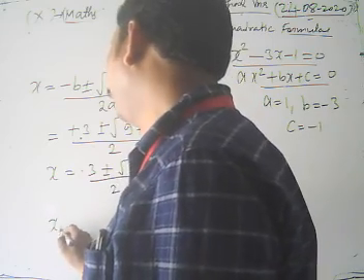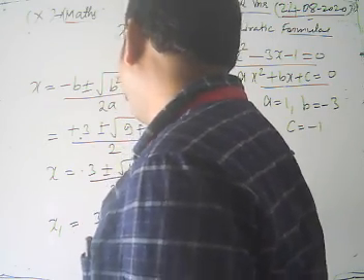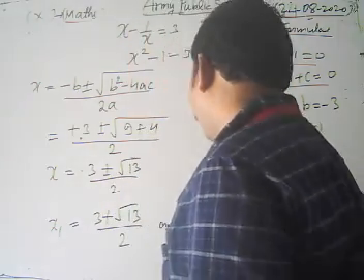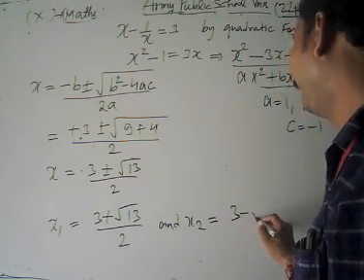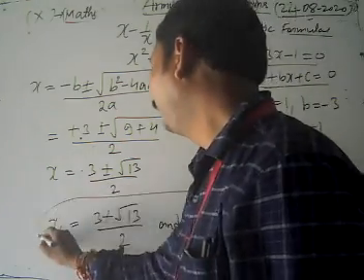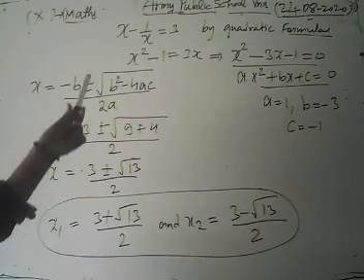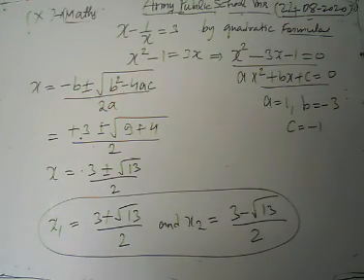And what is our first root? x1 is what? 3 plus under root 13 by 2. And our second root x2 is what? 3 minus under root 13 by 2. This is our required solution of the given equation x minus 1 by x equal to 3, by using the quadratic formula.